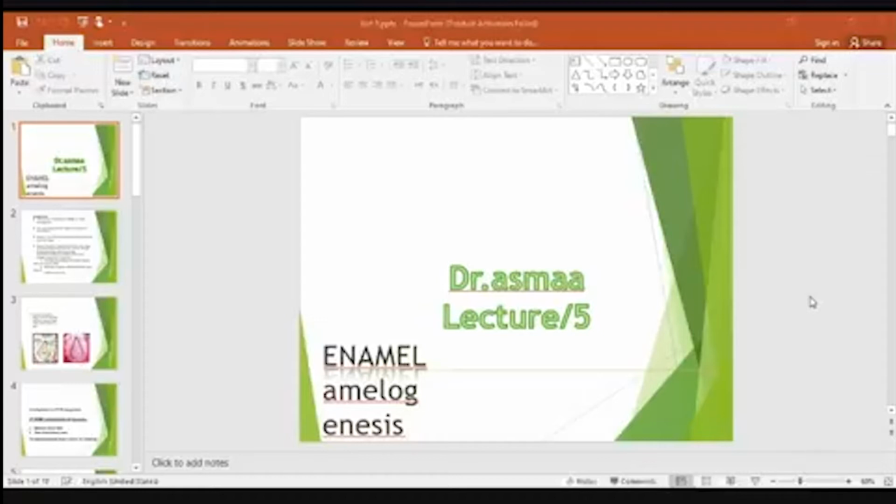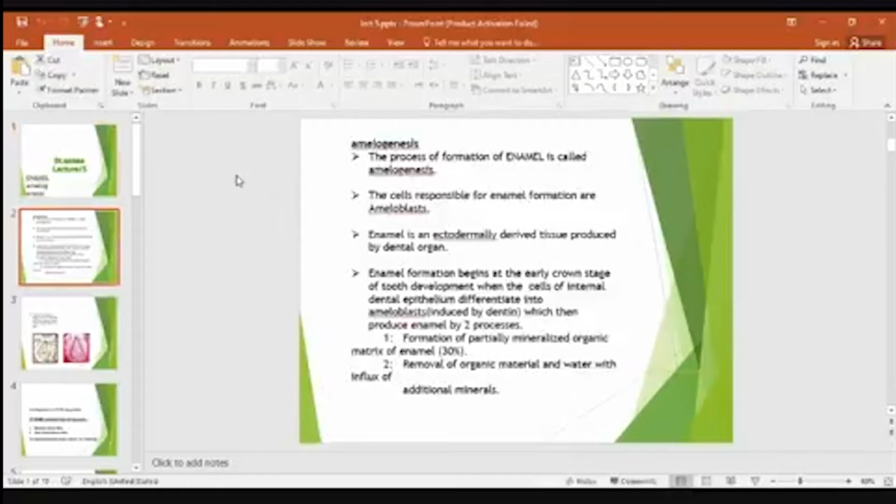Now in this lecture, we will take amelogenesis. What mean amelogenesis? Amelogenesis mean the enamel formation. The process of formation of enamel is called amelogenesis. The cells responsible for enamel formation are ameloblast cells. The cell that form dentin, we called it odontoblast cell. The cell that form enamel are ameloblast cells.